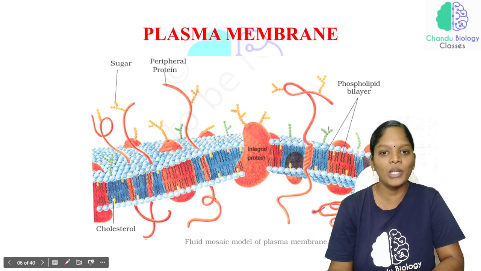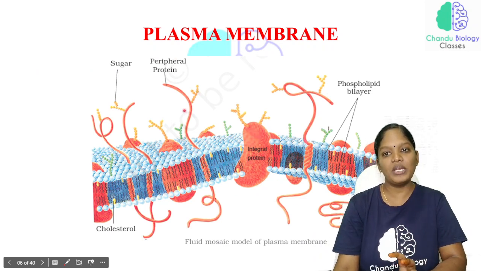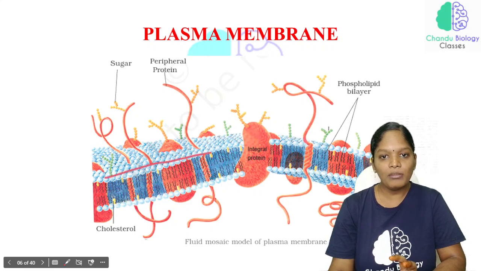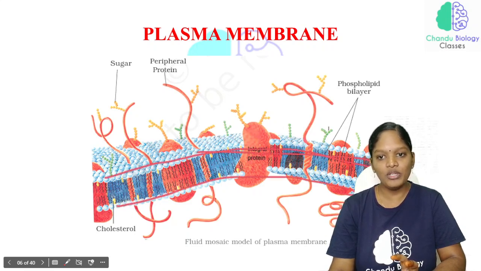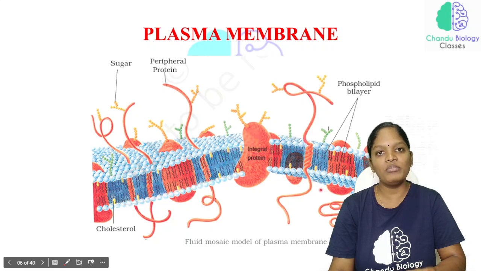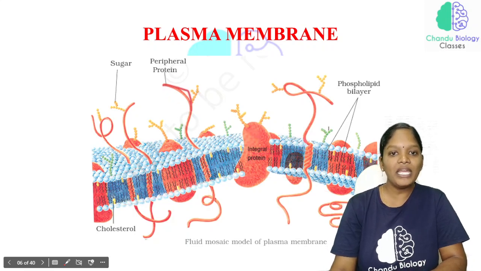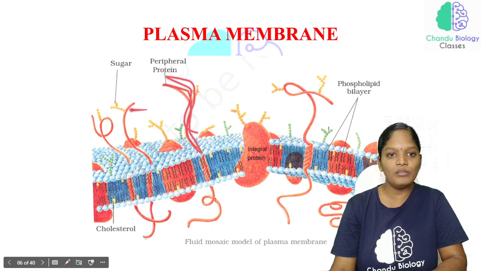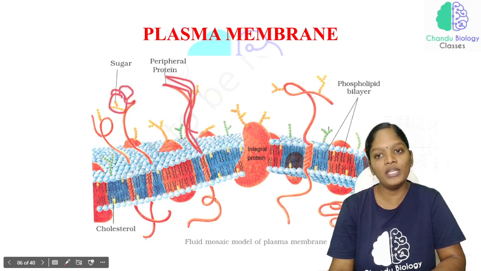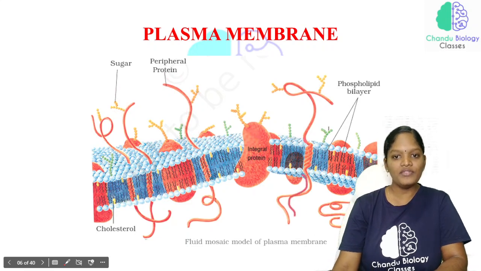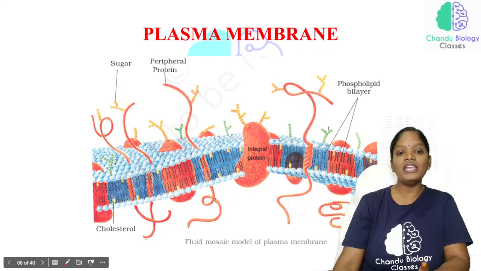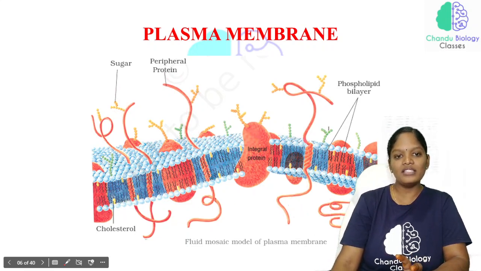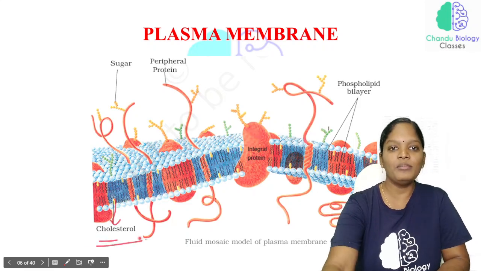Now, this is how a plasma membrane will look. See, this is a phospholipid layer, so we can say the phospholipid bilayer, and we have peripheral proteins here, and this is a sugar, which we can call a glycoprotein. And at certain areas we can see cholesterol embedded in it. So all these are important things.